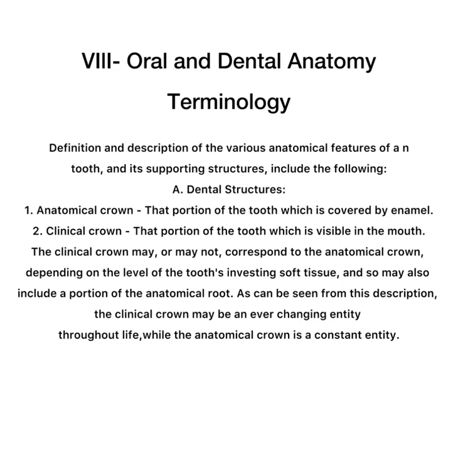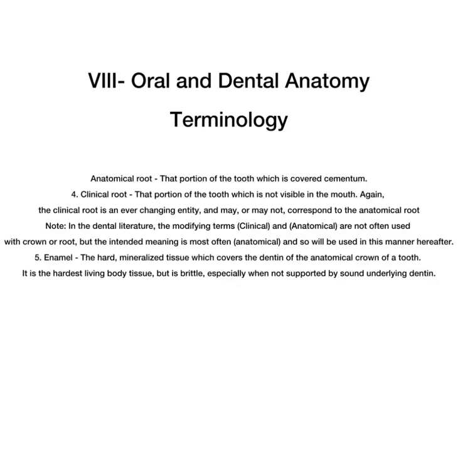Anatomical crown: the portion of the tooth which is covered by enamel. Clinical crown: that portion of the tooth which is visible in the mouth. The clinical crown may or may not correspond to the anatomical crown, depending on the level of the tooth-investing soft tissues, and so may also include a portion of the anatomical root. As can be seen from the descriptions, the clinical crown may be an ever-changing entity throughout life, while the anatomical crown is a constant entity.